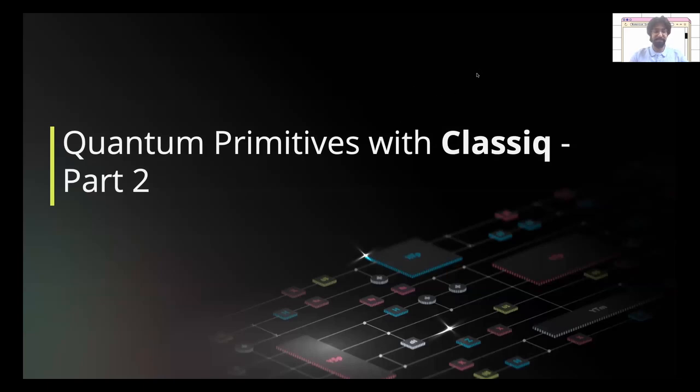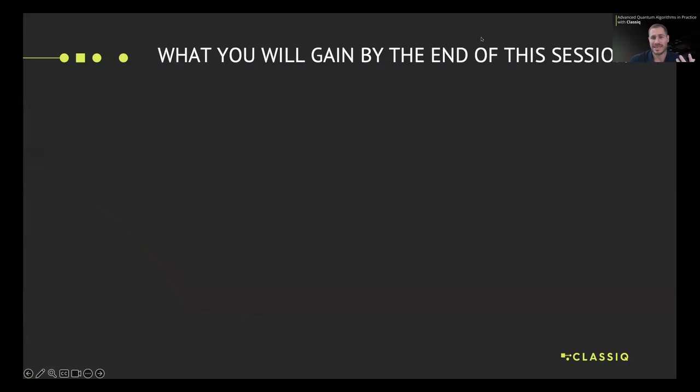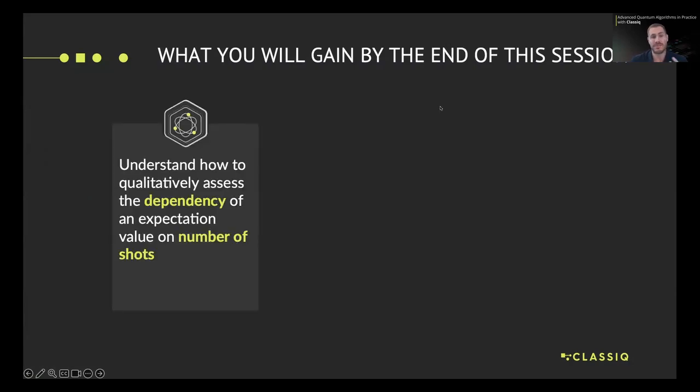Perfect, thank you. Can you hear me well and can you see my slides? Yes. Perfect. Okay, so hello again, everyone. Today we are going to dive into part 2 of quantum primitives with Classiq. By the end of today's session, you will gain three main things. One, you will understand how to qualitatively assess the dependency of an expectation value on the number of shots. For this we will go back to the previous session, and then we'll go a bit over the homework exercise that you had, and we have some insightful things to discuss there.